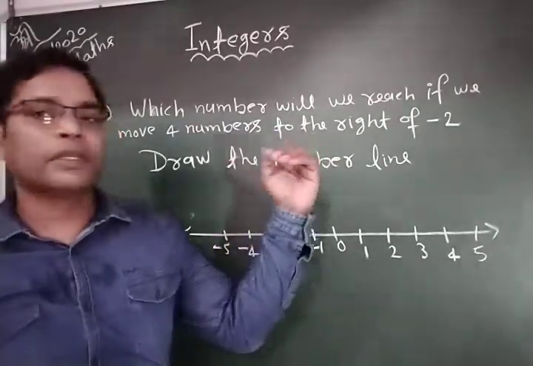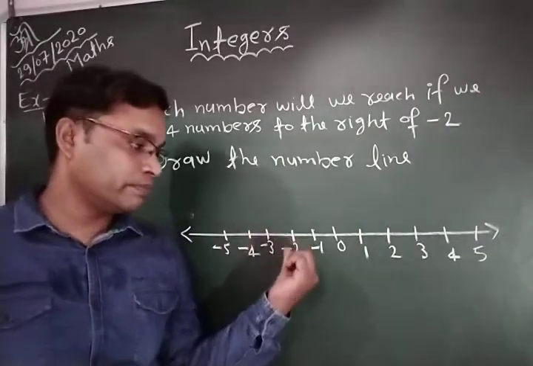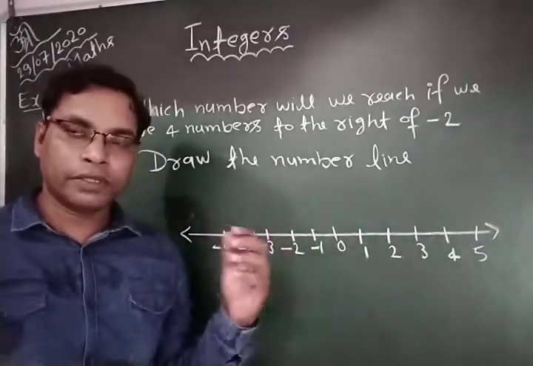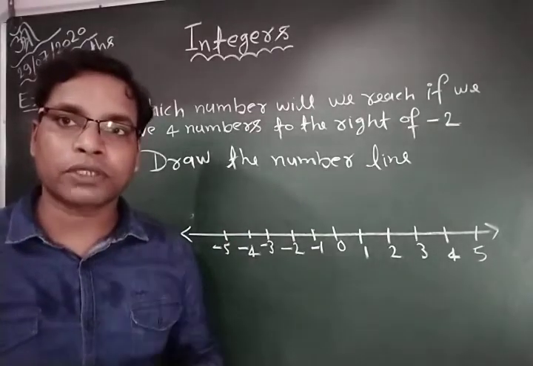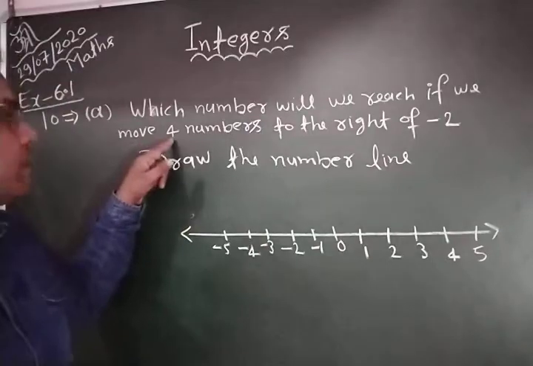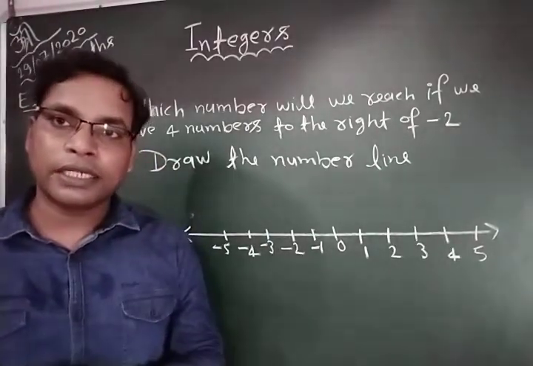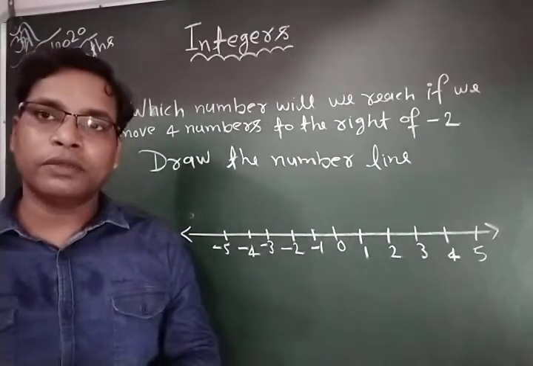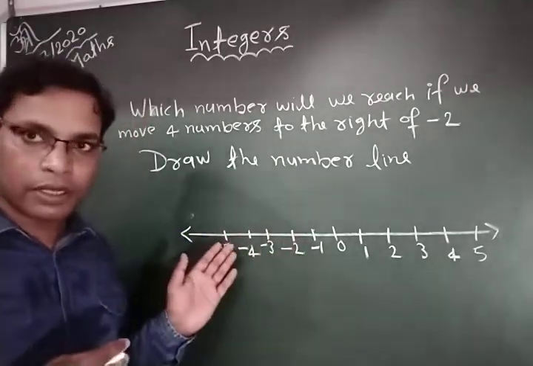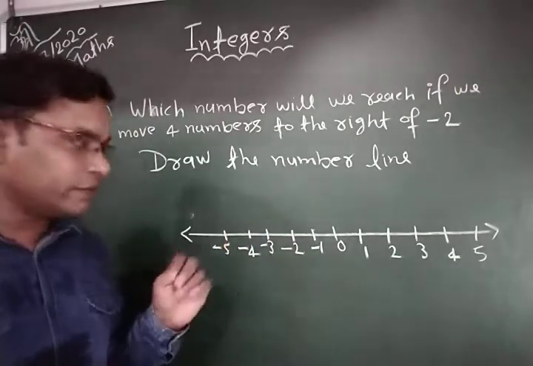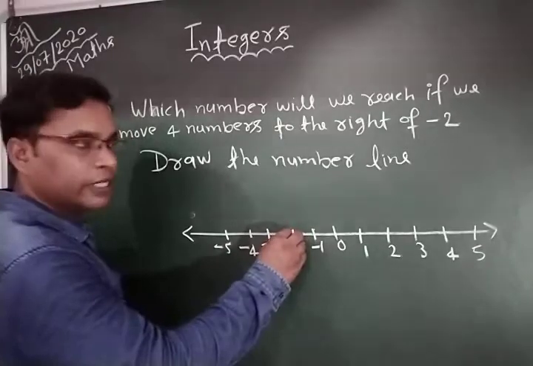So where do we move? We move right on which number? Minus 2. We move to the right side of minus 2. How many numbers? How many units? Here given 4. 4 numbers means 4 units we move right of minus 2. Then which number do we reach? So let's see. Move on the number line 4 units. So you can see this is minus 2.